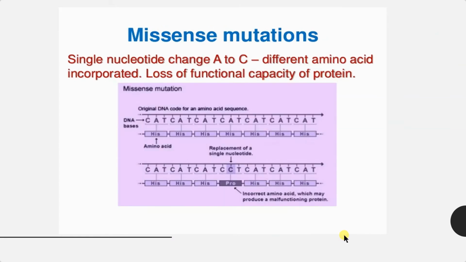And the next one is missense mutation. Here the same single nucleotide will be changed, but it results in a different amino acid, and loss of functional capacity of the protein will be seen.